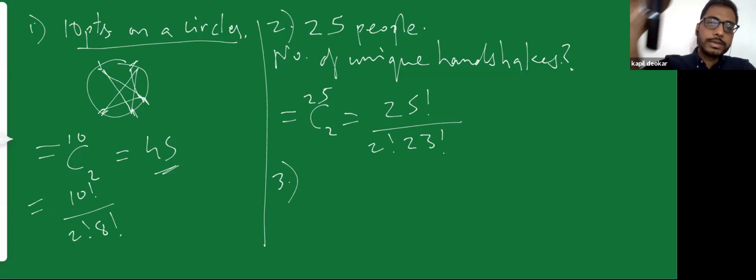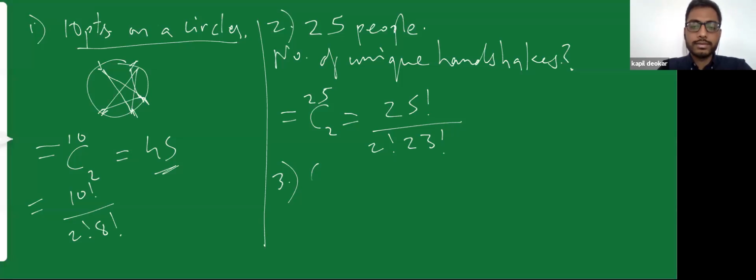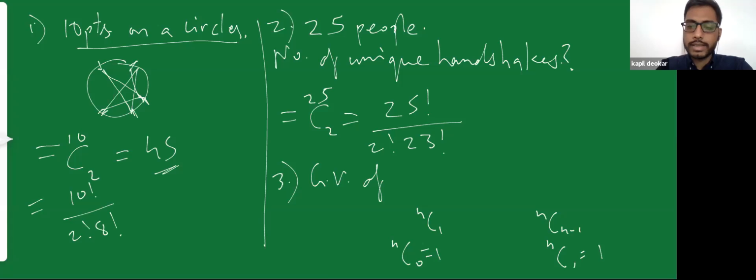Let's see the next question, where we have to find the greatest value of a combination. Now, where is the greatest value going to lie? If we see the values of NC0 and NCN, the values are equal to 1. If we see the values of NC1 and NCN minus 1, the values are equal to n.